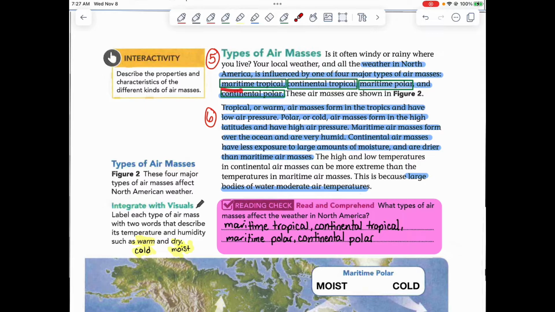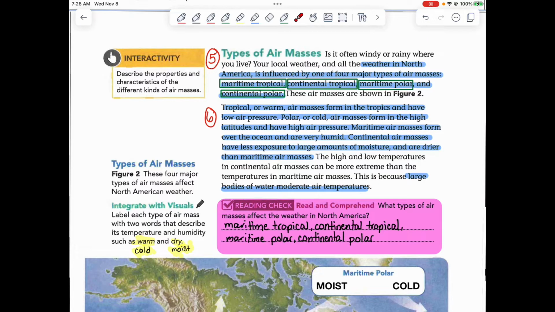So I did highlight the 4 major air masses. There's maritime tropical, continental tropical, maritime polar, and continental polar. But not only that, because I wanted them to stand out a little bit more, so I put a box around each of them. So take a little bit of time, highlight them, but then maybe set them apart so they stand out for you. That might mean highlighting or using a pen and circling them or putting a box around them, but do something so those 4 types of air masses stand out to you.